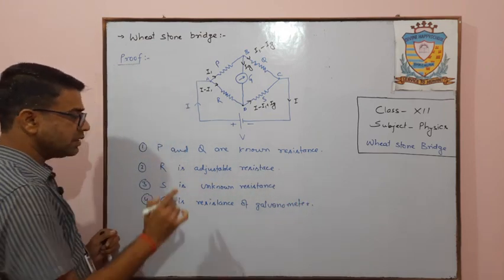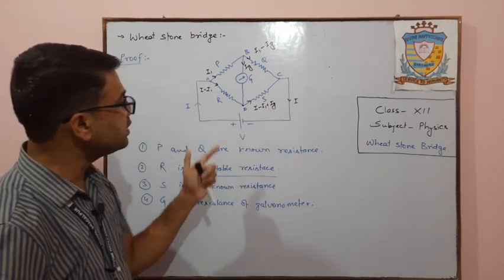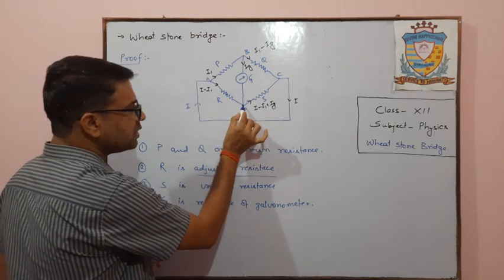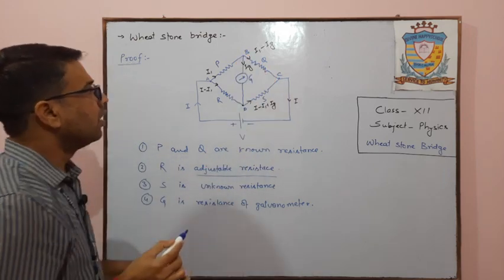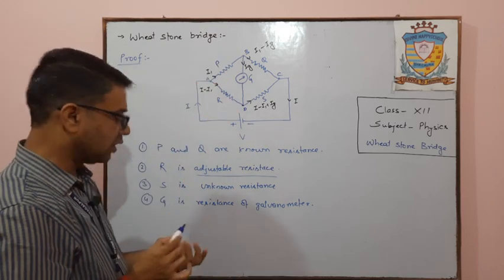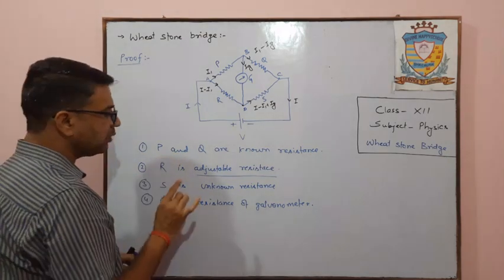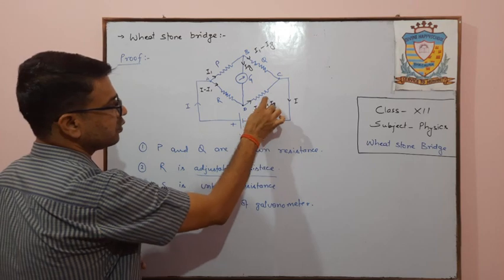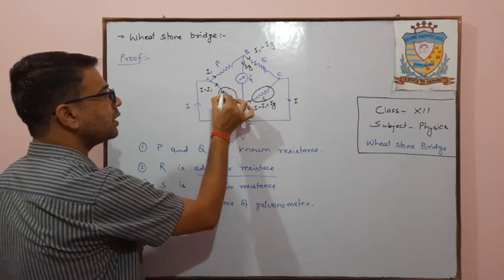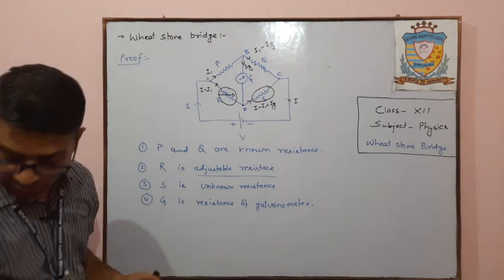Clear? So here you can see, with the help of this adjustable resistance, we can increase or decrease its value to make the potential at points B and D equal, because we have to make the galvanometer current 0. With the help of that, we can find the value of S. So this is our unknown resistance. This resistance S is the unknown resistance and R is the variable resistance, as we have considered in this diagram. Clear? Now we'll prove it.